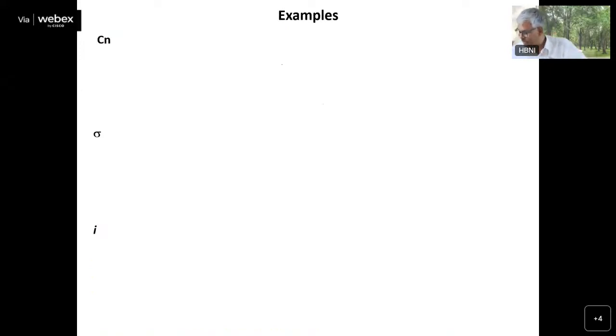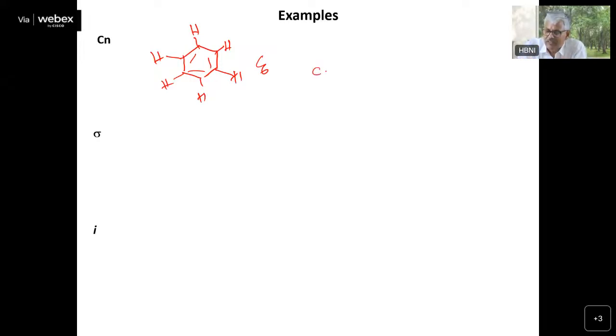Now I'll give some examples. Let us say this benzene. You should be able to find out there are 6 hydrogens. You can see very quickly that there is a C6, so all hydrogens are equivalent. There are also molecular planes. So you first see whether there is any Cn. So this has a C6, so all the hydrogens are equivalent and they will come at the same position.